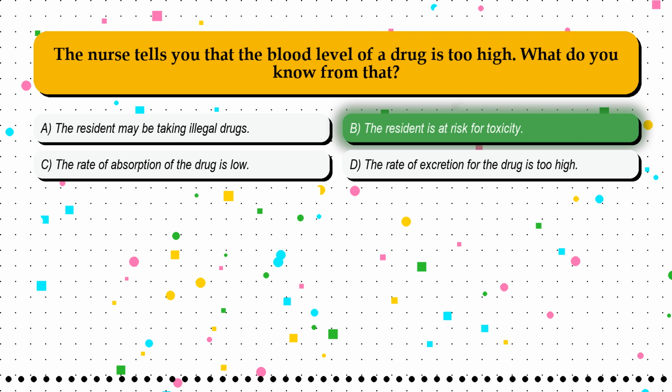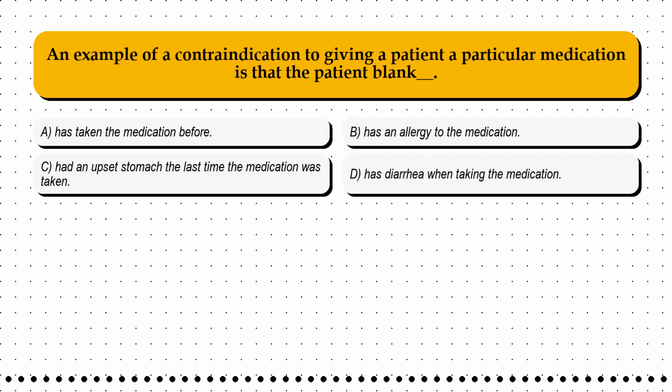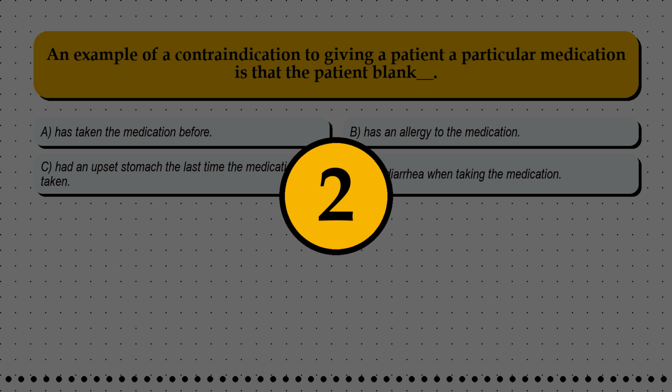The correct answer is option B. The resident is at risk for toxicity. Question 67. An example of a contraindication to giving a patient a particular medication is that the patient blank blank. Option A. Has taken the medication before. Option B. Has an allergy to the medication. Option C. Had an upset stomach the last time the medication was taken. Option D. Has diarrhea when taking the medication.